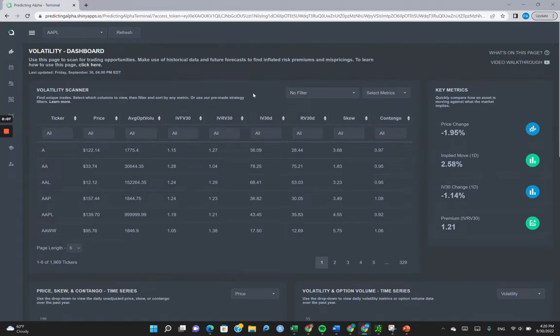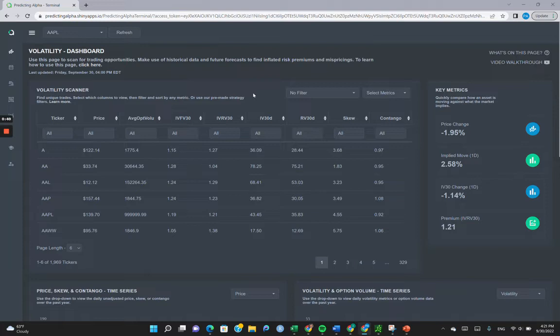And what I want to go over is using the Predicting Alpha terminal and the tools and features associated with it for each different strategy. Today's strategy is relative value. You've probably seen me use the relative value tab 100 times over in every single video we've done. But today we're going to talk about when we find a trade that is a relative value trade.